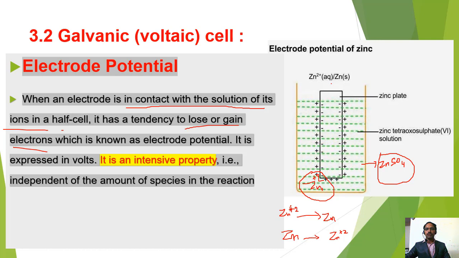So here two conditions are generated. Zinc plus 2 may convert into zinc, or zinc is converting into zinc plus 2. So in between zinc plus 2 and zinc, the potential difference is generated, and that is electrode potential. It is an intensive property, that means independent of the amount of species in the reaction. Is it clear?